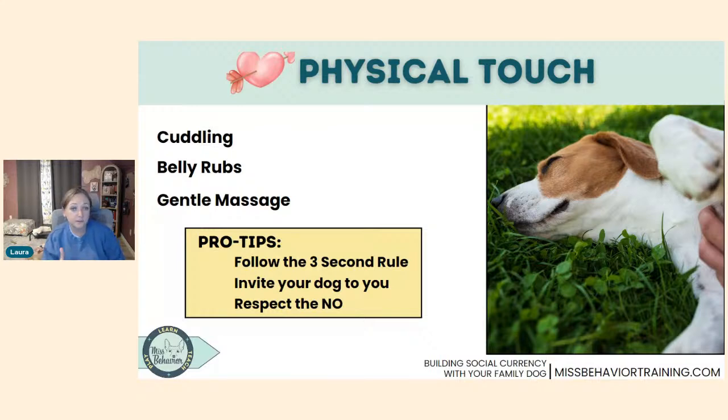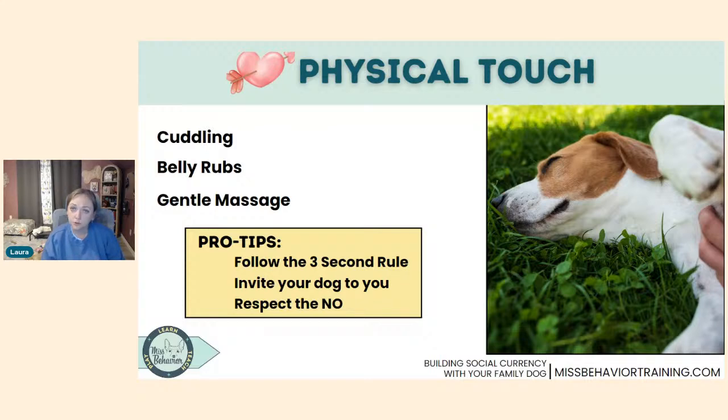So some pro tips for you: follow the 3-second rule, 3 to 5 seconds, depending on your dog. You can pet them and then stop after 3 to 5 seconds and see what they do. If they come back for more, great, we'll pet you some more. If they don't, great, we leave them alone. It allows them some choice in between, because some dogs sometimes feel stuck when you're touching them.